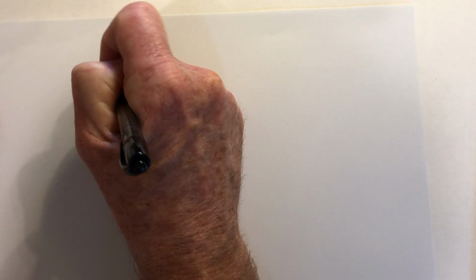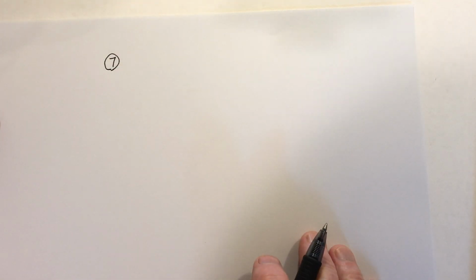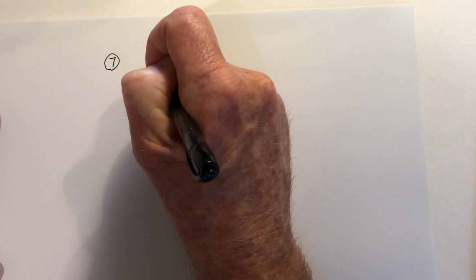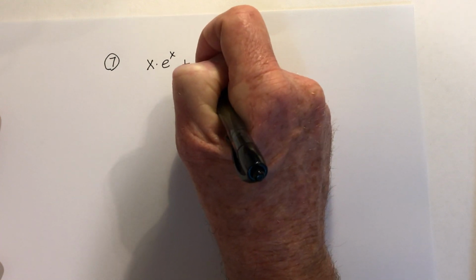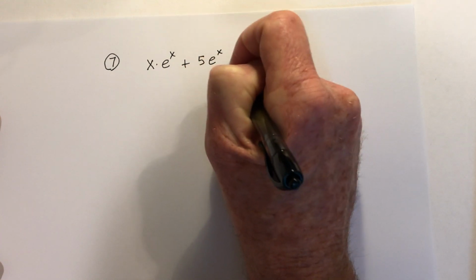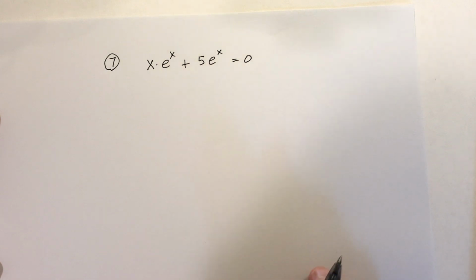Then there's another type of problem, and this is actually even easier. And this one comes from, in about 2 weeks, we're going to be taking the derivative, which is one of the most important ideas in calculus. And after we take the derivative, we'll get something like x times e to the x plus 5 times e to the x equals 0. And then we need to solve for x.